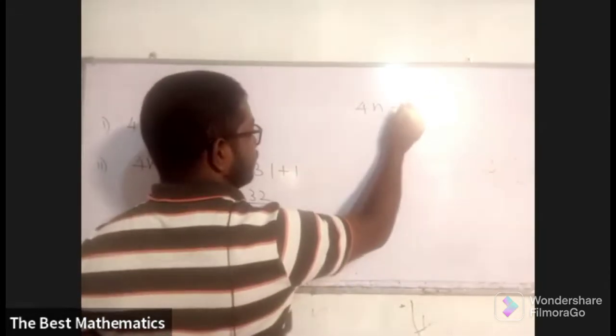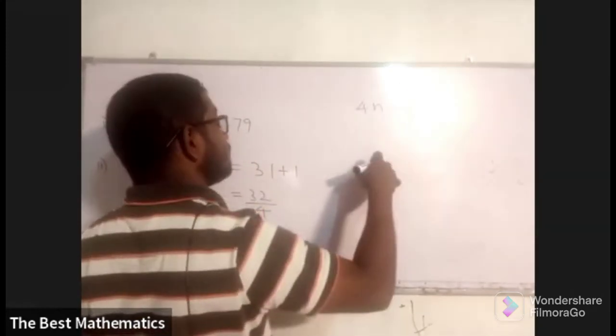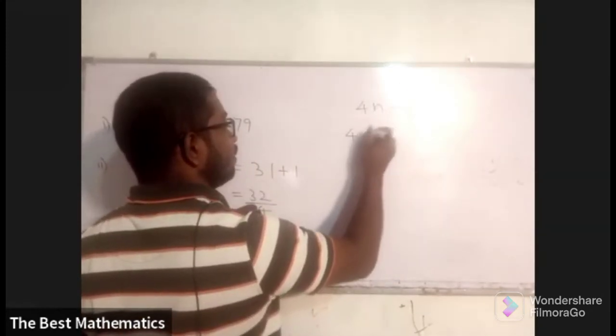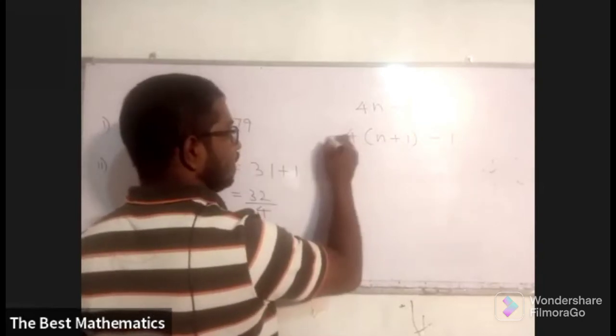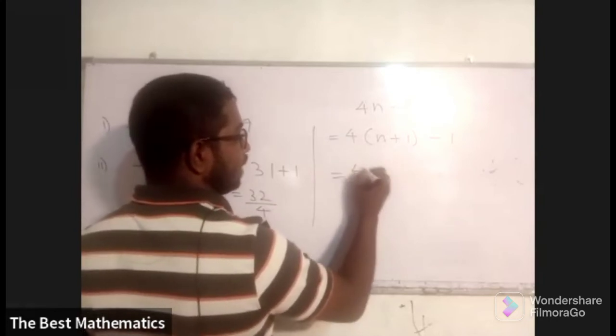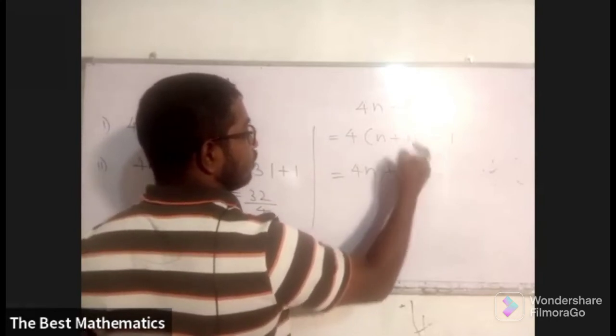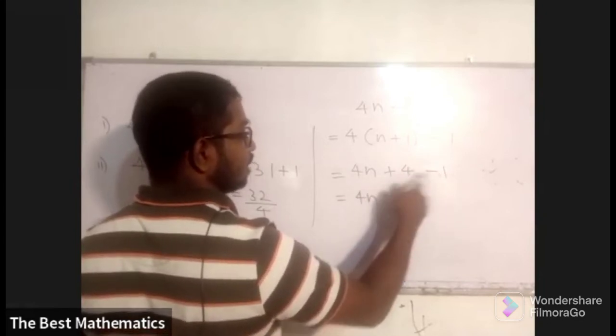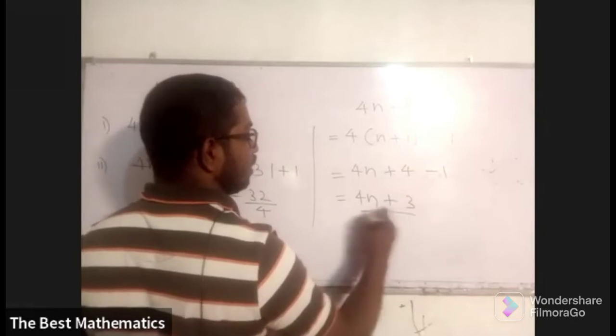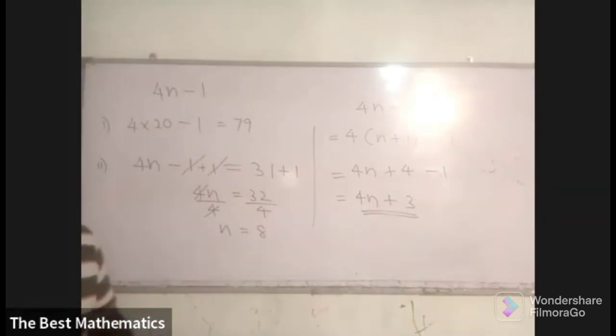The general term is 4n minus 1. Apply n plus 1 for n. 4 times n plus 1, minus 1. Then 4 times n is 4n, plus 4, minus 1. Plus 4 minus 1 is plus 3. So 4n plus 3 is the answer for the n plus 1 term. Then check your answers for question number 3.